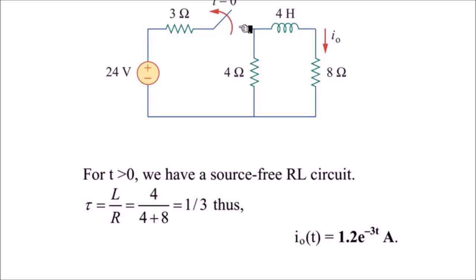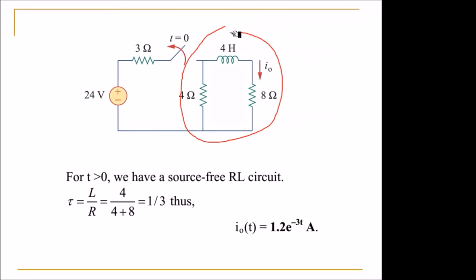Now at t equal to 0, you are opening the switch. Once you open the switch, you have only a resistor and inductor in the circuit. There is no source. For t greater than 0, we have a source-free RL circuit. We need to find the values of L and R. We have only one inductor, so the equivalent inductance is 4 Henry, and we have two resistances present in the circuit, so we need to find R equivalent before substituting into the equation.